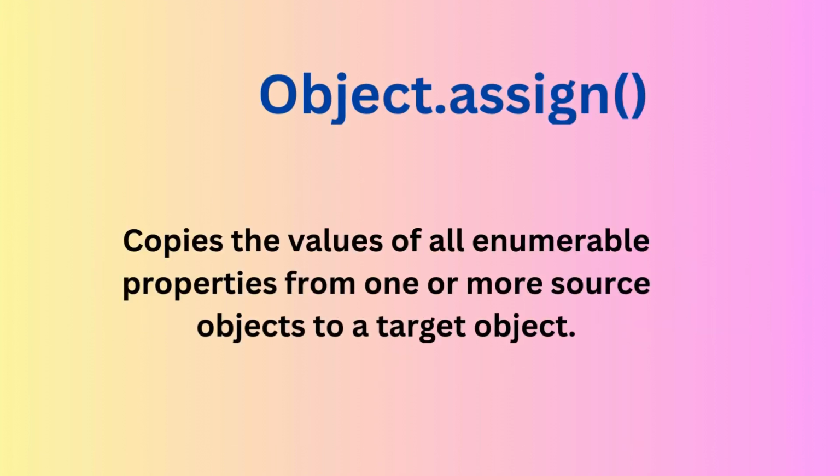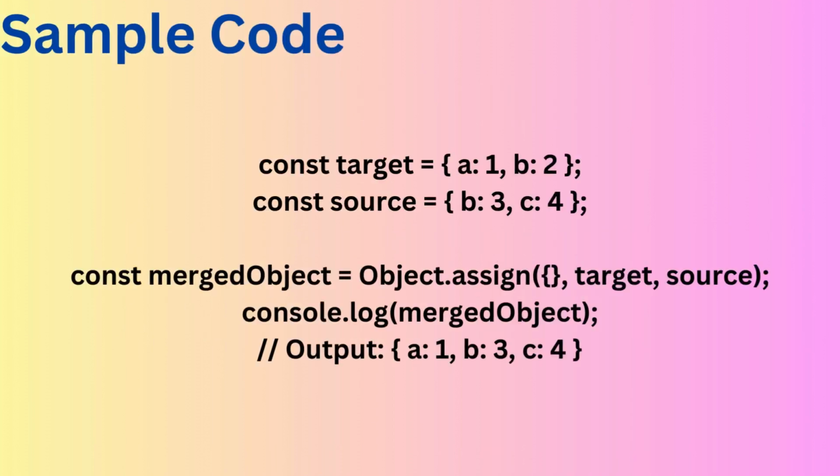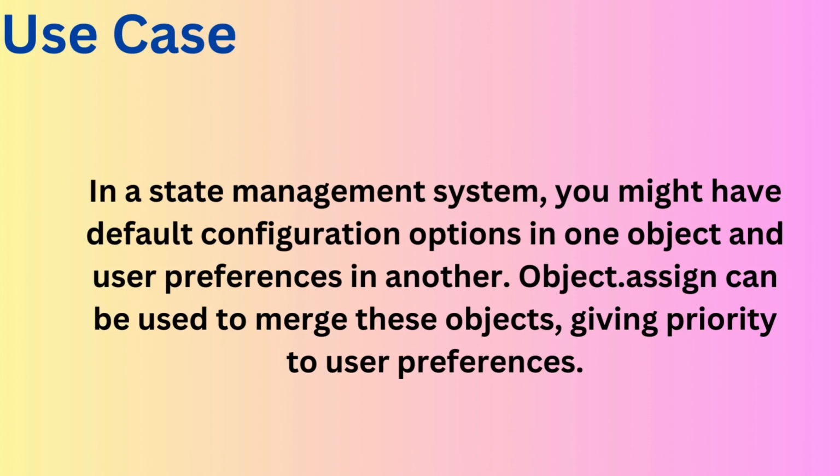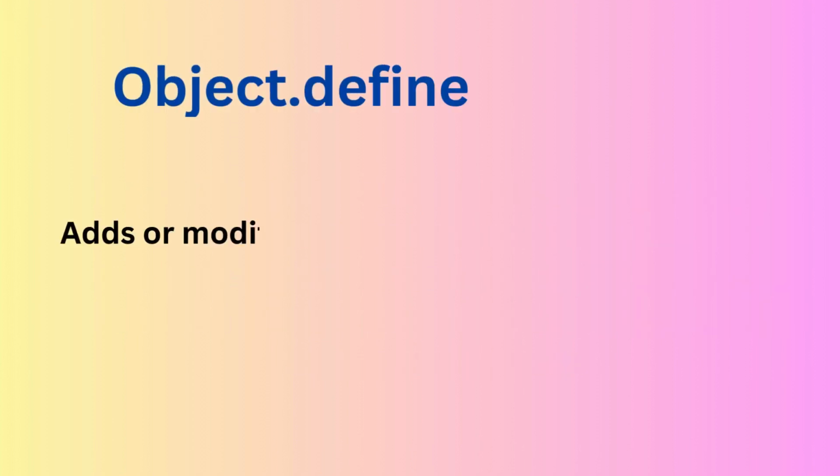Object.assign copies the values of all enumerable properties from one or more source objects to a target object. Use case: in a state management system, you might have default configuration options in one object and user preferences in another. Object.assign can be used to merge these objects, giving priority to user preferences.